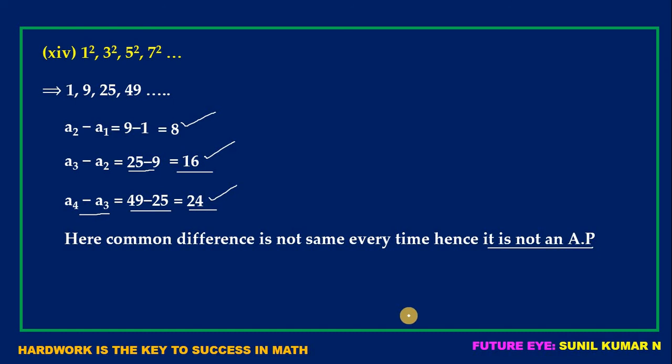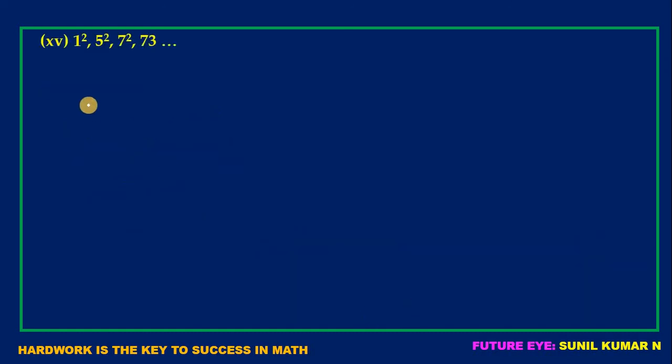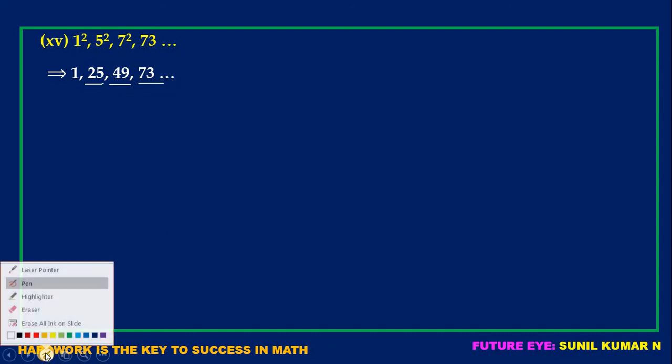Next let us move on to the last problem of this exercise, children. That is 1 square, 5 square, 7 square, 73, and so on. In this problem the starting 3 terms are in square form. Hence convert them into normal form. It means find the values of those numbers. 1 square means 1 only. 5 square means 25, 7 square means 49, and 73 will be as it is.